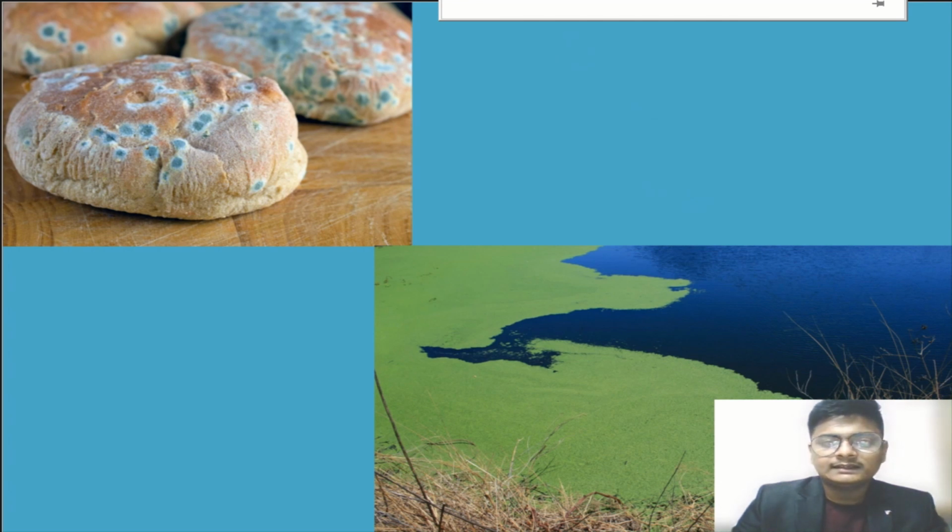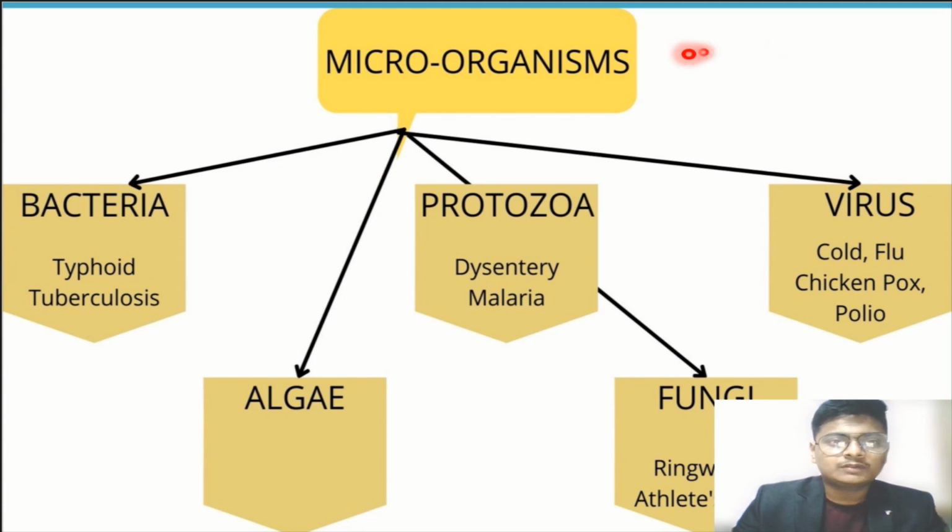Now students, let's see something regarding these 5 types of microorganisms. First one is bacteria, and the diseases caused by bacteria are typhoid and tuberculosis. The second one is protozoa, and the diseases caused by it are dysentery and malaria. The third one is virus. From this we can get cold, flu, chickenpox and polio. And from fungi we can get ringworm. And there is one more, algae. Now I will show you how they look.